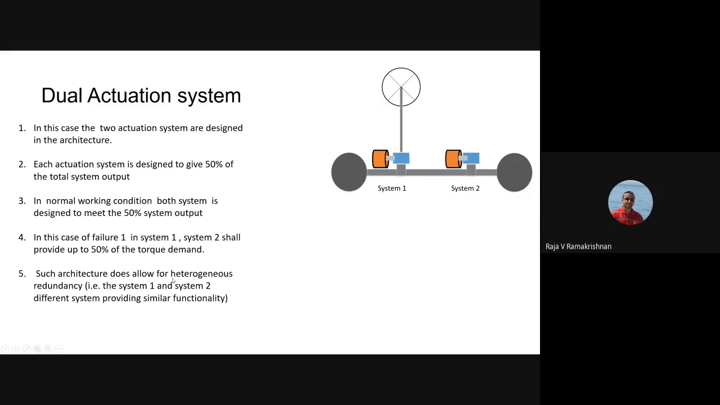Such an architecture does allow for heterogeneous redundancy. That means this whole system and this whole system can be independently designed by 2 different software, 2 different things, working towards giving 50% of the actuation total system output. So heterogeneous is possible in such cases. The other advantage here is that a winding short here doesn't affect this guy because it's 2 independent actuation systems. So thereby, it is a little better than the previous architecture we showed you. But you need to have 2 motors designed for providing 50% output to the system.